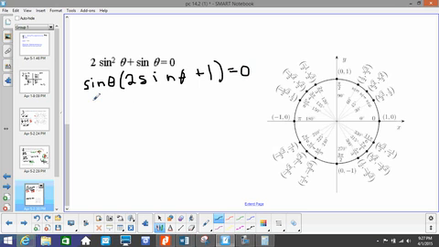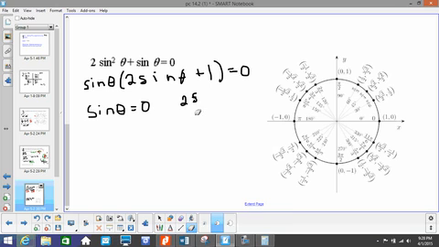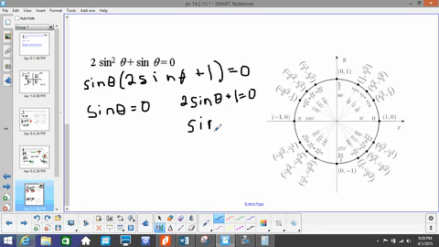Let's try that again. Sine theta equals 0 and 2 sine theta plus 1 equals 0. Well, that one's already solved for. I'm going to subtract 1, divide by 2. I'd get sine theta equals negative 1/2.